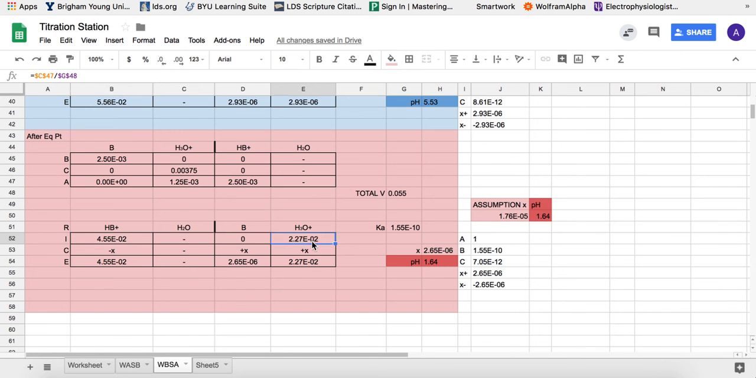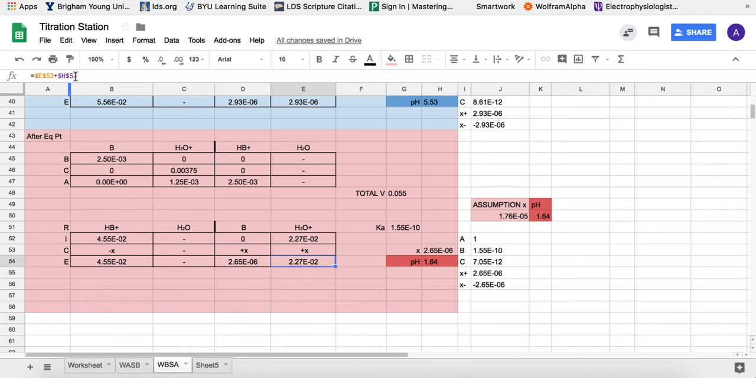So then I set up a rice table like how I'm used to, and I'm using a Ka because I'm starting with the conjugate weak acid. Then I solve for x. X, however, no longer is just the H+ concentration. It's the amount that I have due to the dissociation of my weak acid, but I need to take into account the fact that I have some H+ already present.